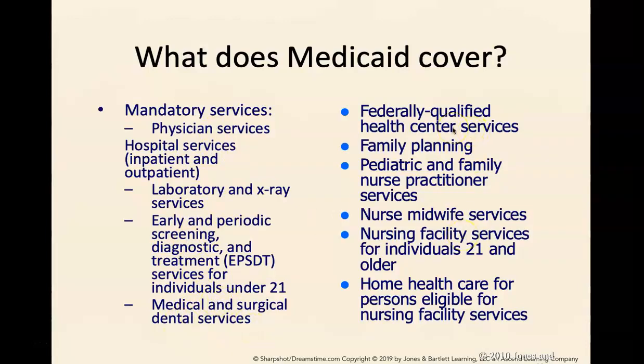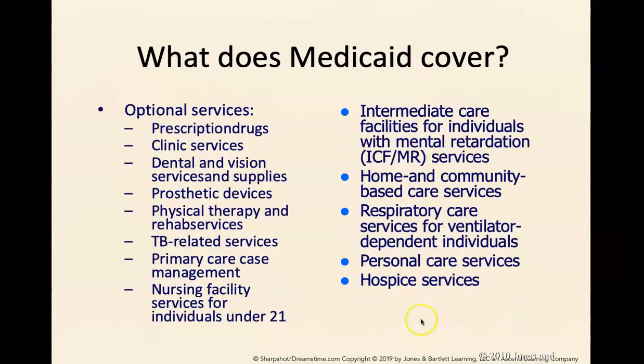Also, you should pay for federally qualified health center services. When we talk about primary care and outpatient care, we're going to talk about federally qualified health centers. Family planning is also included as a mandatory service that needs to be covered by Medicaid. Pediatric and family nurse practitioner services, nurse midwife services, nursing care facility services for individuals 21 and older, and home health care for persons that are eligible for nursing facilities.